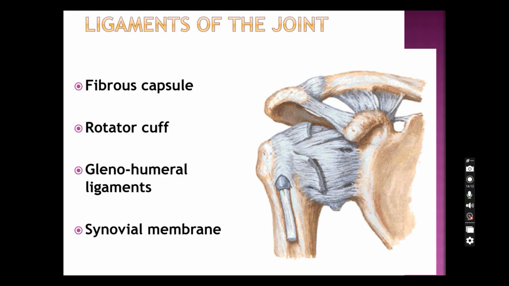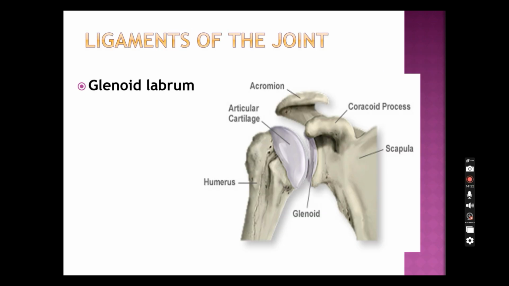The synovial membrane produces a fluid called synovial fluid, which prevents rubbing or friction between the articulating bones. It also gives nourishment to the articular cartilage, which is otherwise avascular. Let's go into a little more detail; we will come to the structures in the shoulder joint one by one.